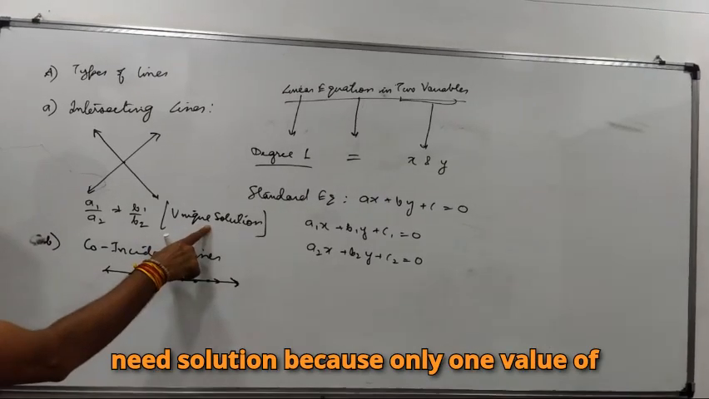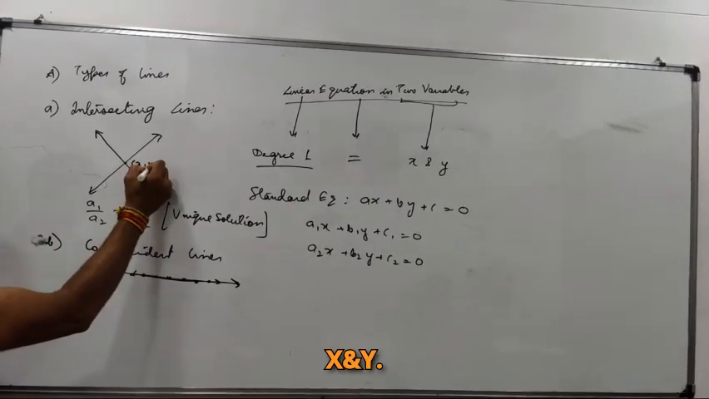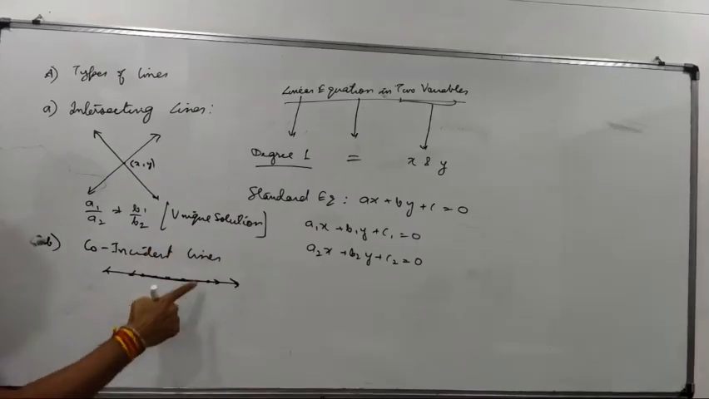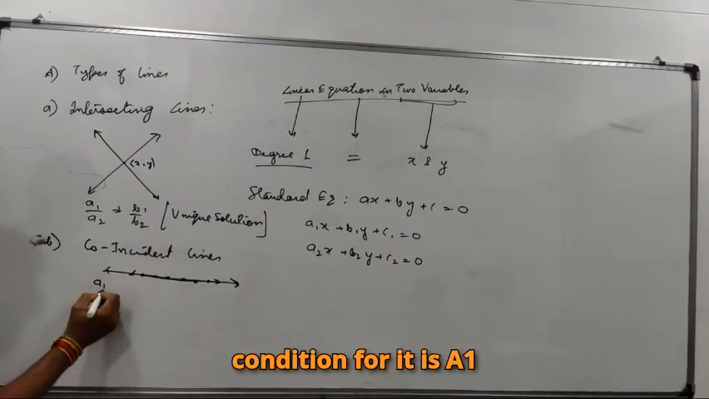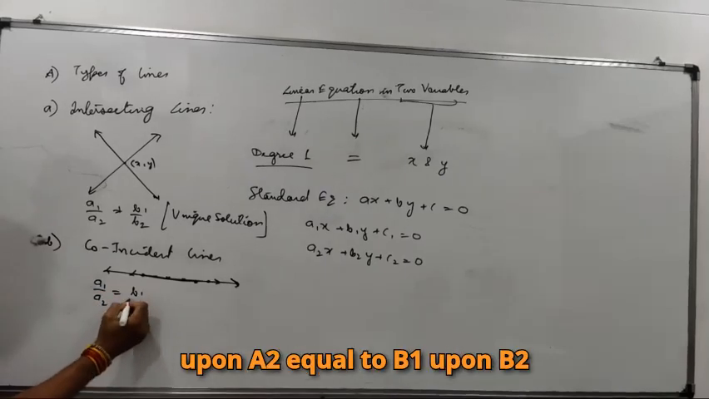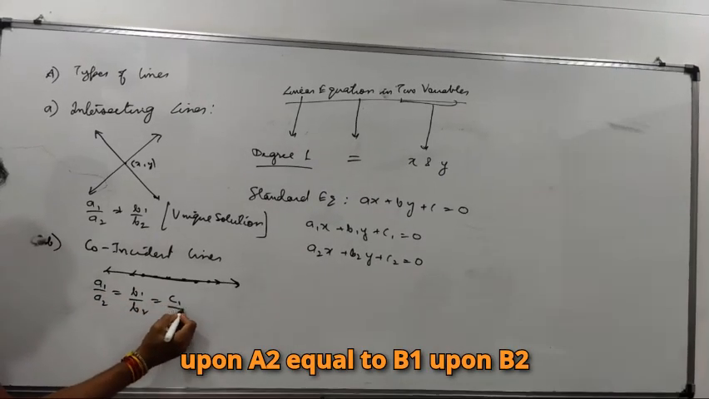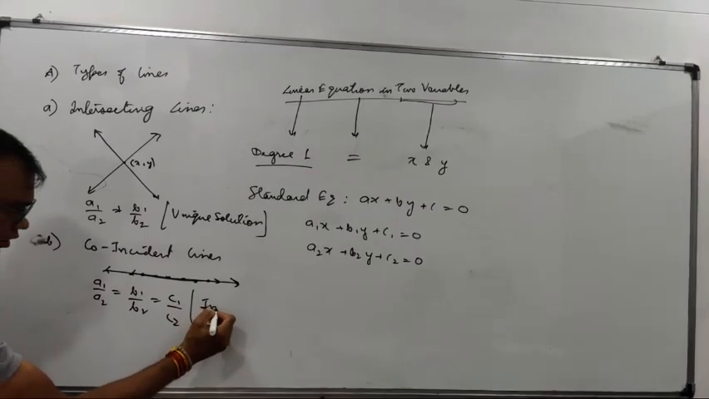Unique solution because only one value of x and y. Infinite solution because they are meeting at infinite points. The condition for it is A1 upon A2 equal to B1 upon B2 equal to C1 upon C2.